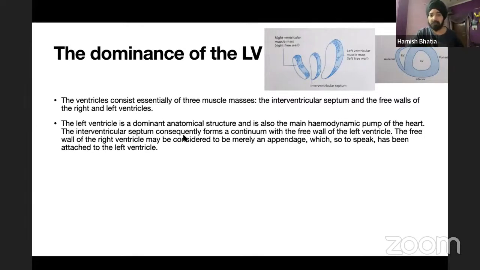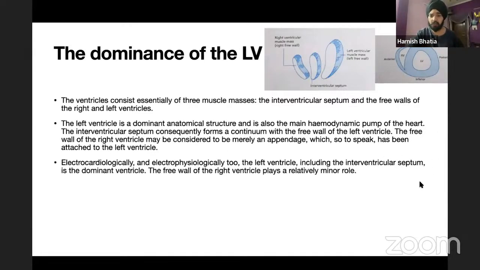The interventricular septum consequently forms a continuum with the free wall of the left ventricle. So it forms a continuum with the left ventricle. The free wall of the right ventricle may be considered to be merely an appendage, which so to speak has been attached to the left ventricle. Okay. So the right ventricle is so small and so insignificant that it is not even supposed to be a separate chamber. It is just like an appendage attached to the left ventricle, right? Like a side structure, which is attached to the left ventricle. Okay.